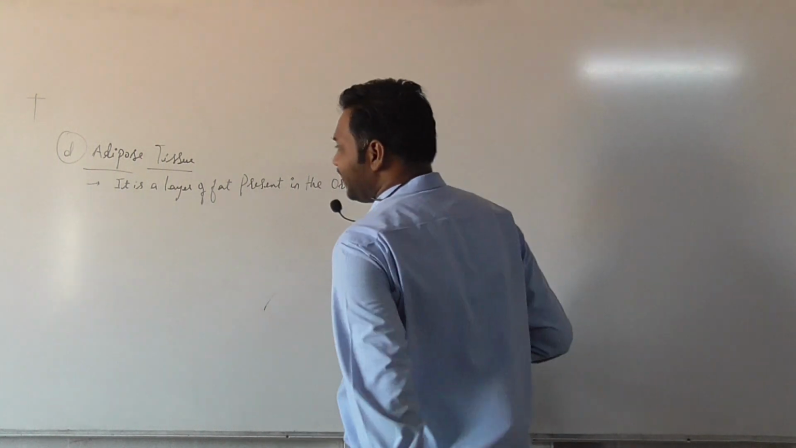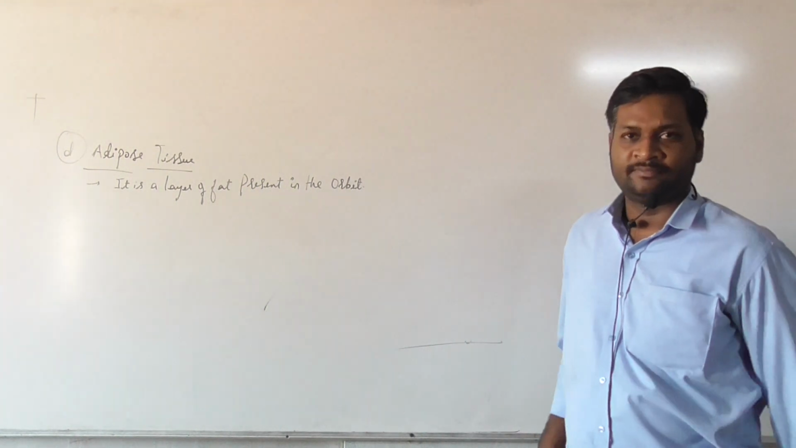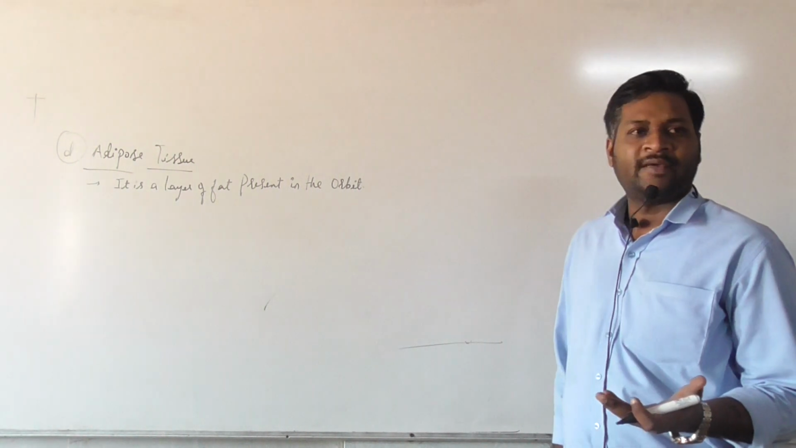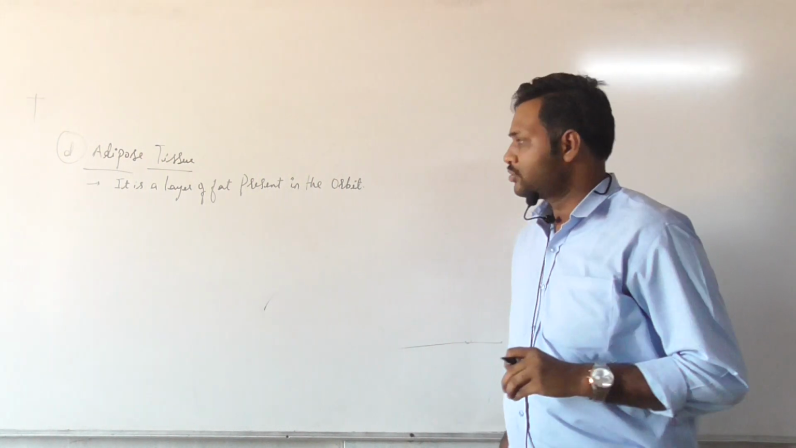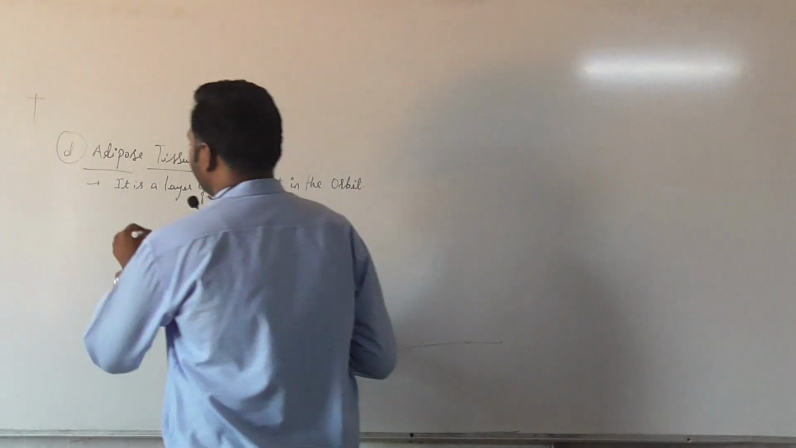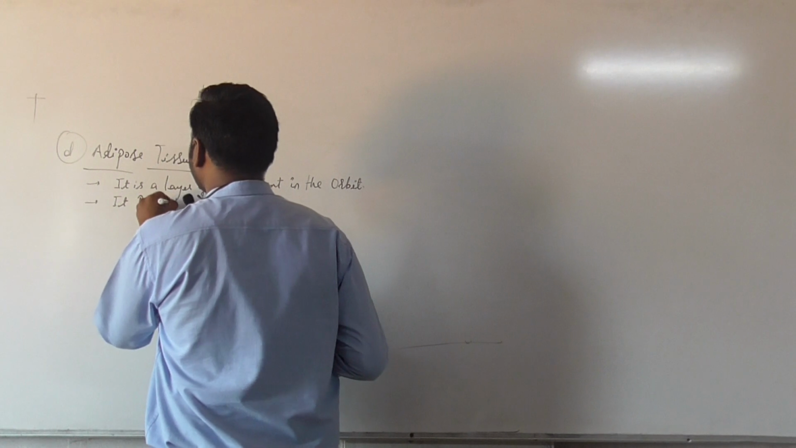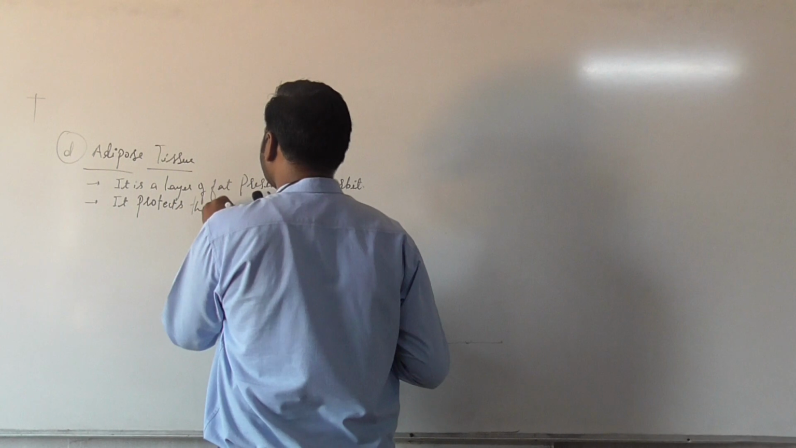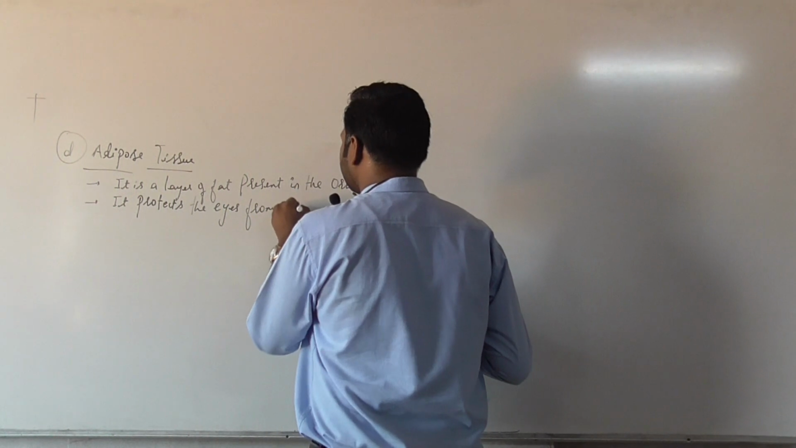And here there is a presence of the adipose tissue. Adipose tissue basically acts as a shock absorber. The main function of fat is to provide protection, by forming a layer around the important tissues. So here it protects the eyes from mechanical shocks.